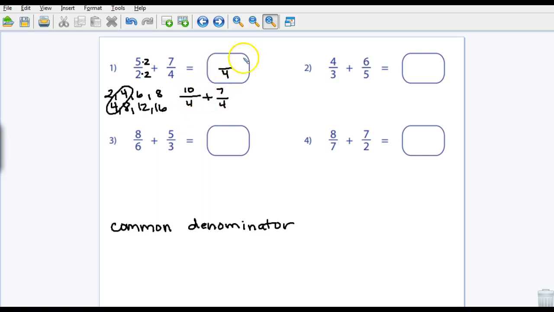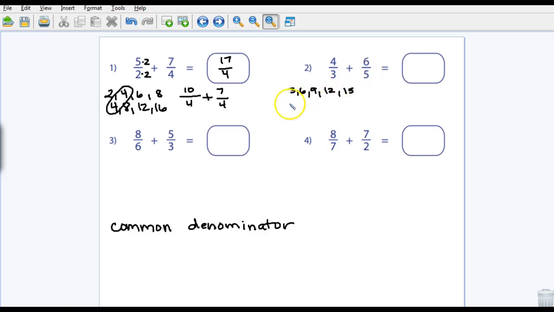So what is 10 plus 7? 17. This is an improper fraction, but we're going to leave our answers in improper form. Okay? So let's look at this next one, 3 and 15. Let's go ahead and count by 3's. I have 3, 6, 9, 12. I might need to go a little bit higher here, okay?